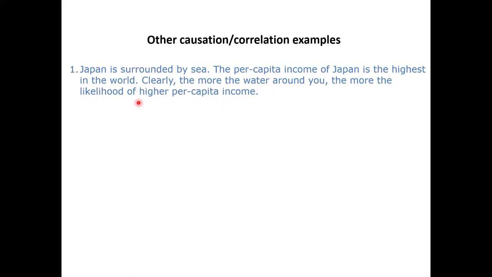This is clearly doing what wrong? It is converting a correlation into a causation. It's force fitting a causation. It's basically saying that the reason Japan has the highest per capita income is because it is surrounded by the sea. That's not the case. These are just correlated, while the conclusion is trying to force fit a causal relationship between the two.